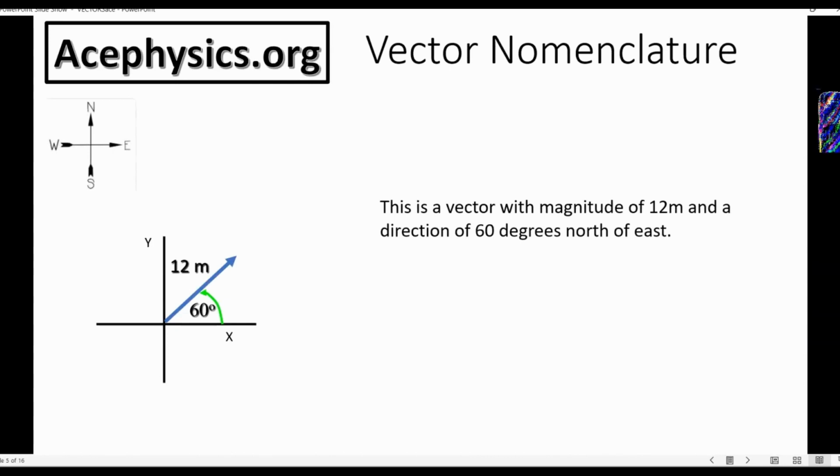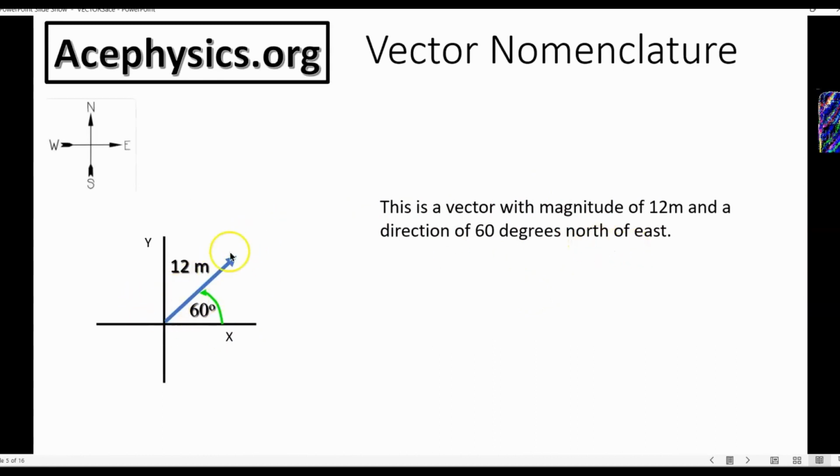There's something called vector nomenclature. So you need to be able to describe a vector. And you can do that one of two ways. The first way is in angle magnitude form. If you give the magnitude of a vector and the direction or the angle, then that's one way to represent a vector. Here is north, east, south, west. Never eat shredded wheat. This is a vector that has a magnitude of 12 meters and it's directed 60 degrees north of east. So first of all, the magnitude of the vector is 12.